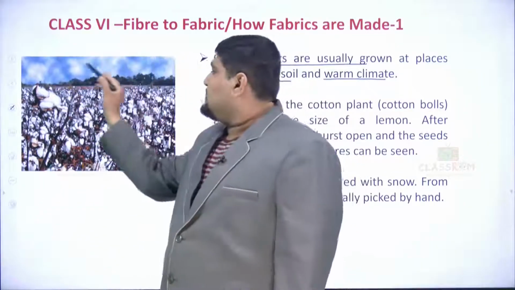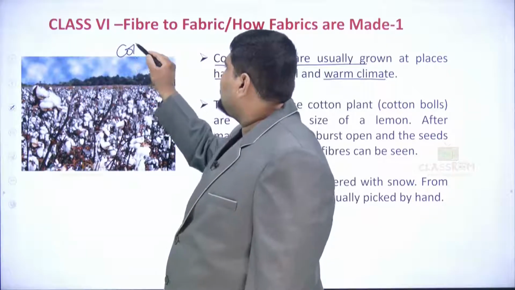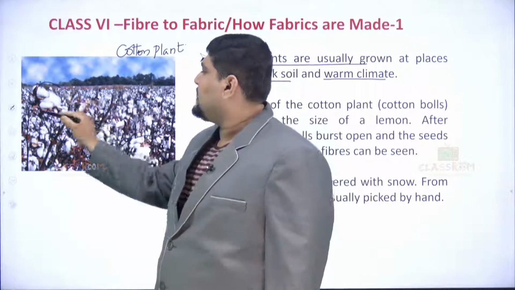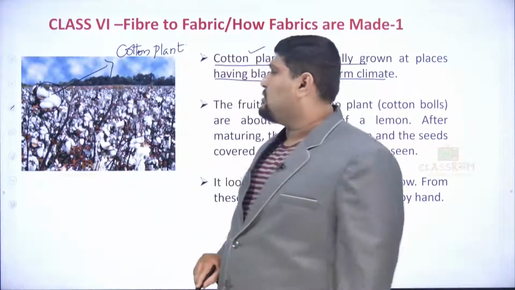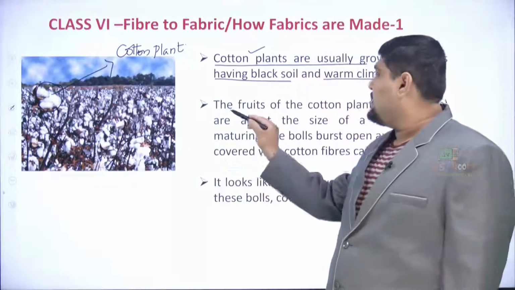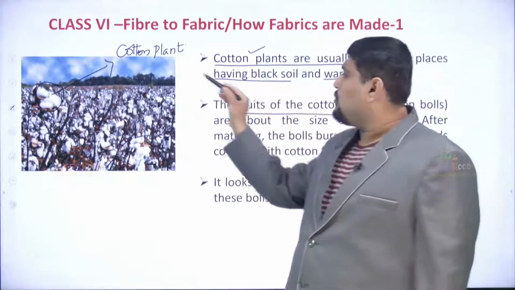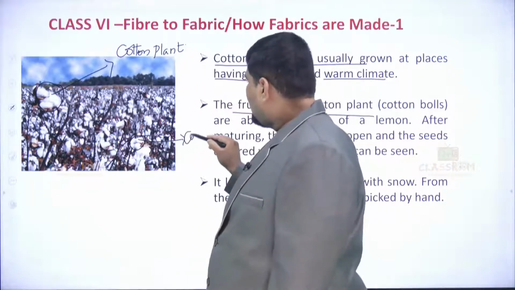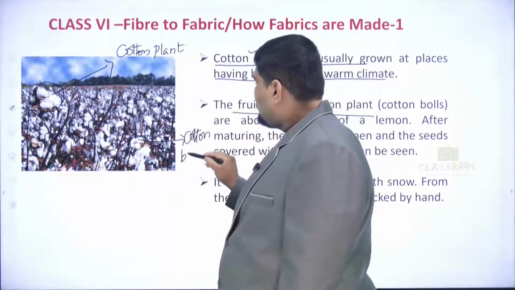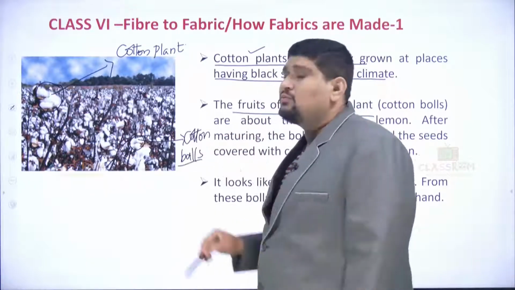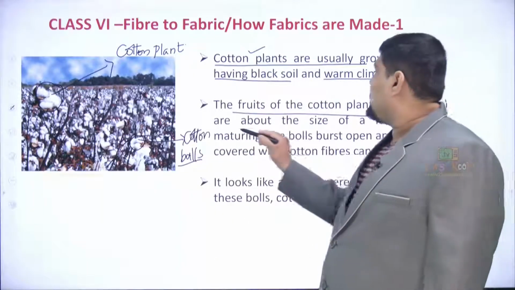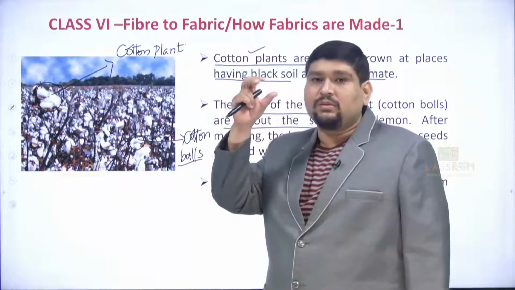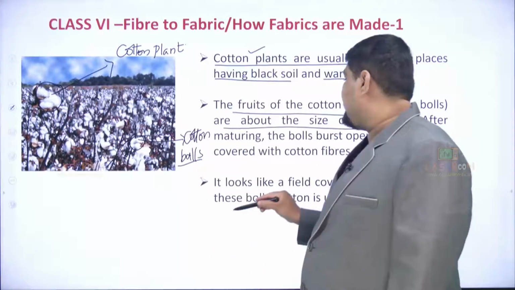Now you can see this is the cotton plant, and this is a cotton field. The fruits of the cotton plant are called cotton balls. They are about the size of a lemon, round like a lemon. You know a lemon, children? So they look lemon sized.